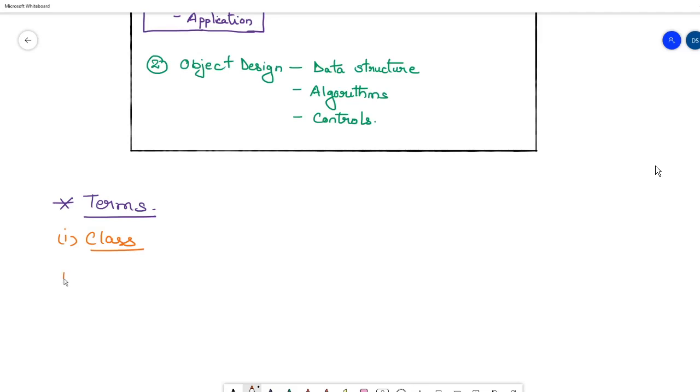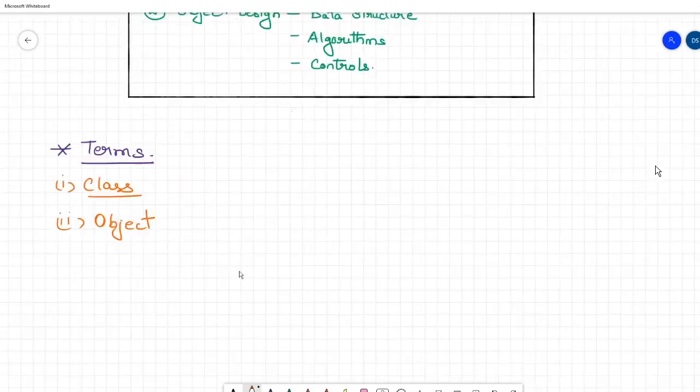The next would be object. We know that an object is an instance of a class, which has some properties and some characteristics.